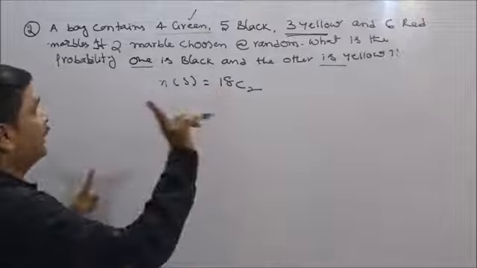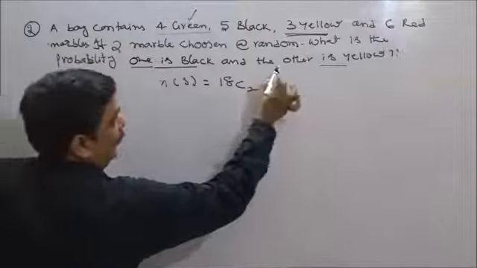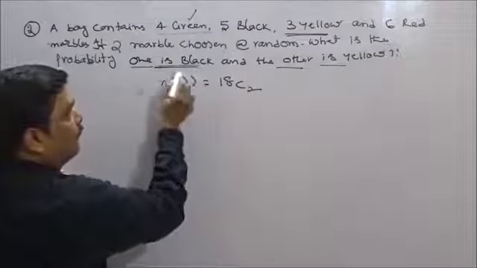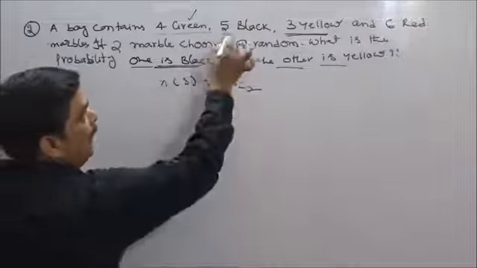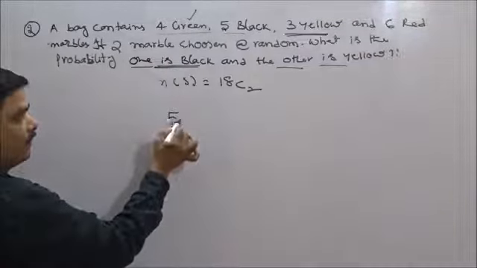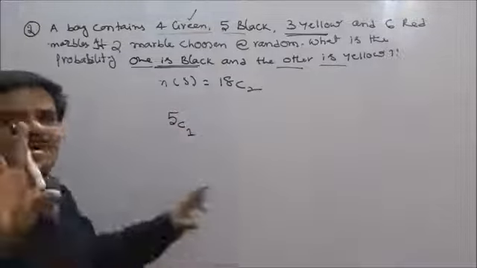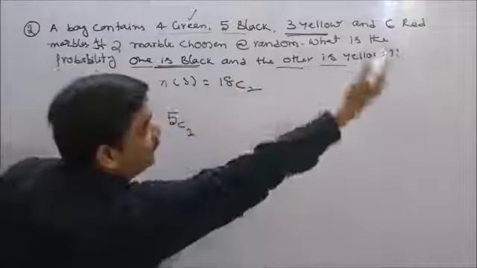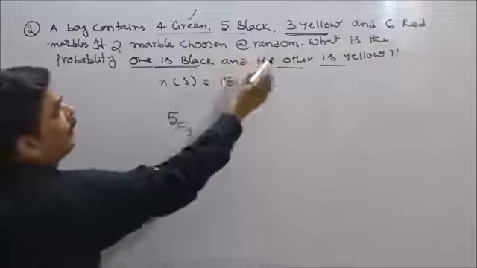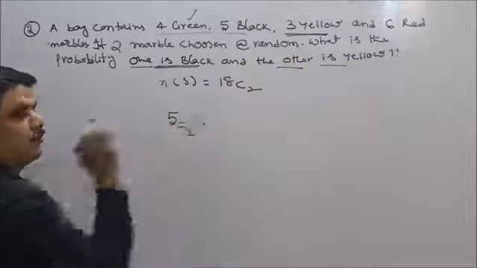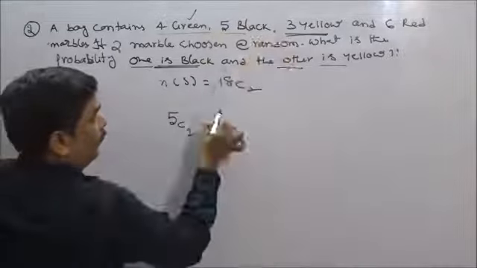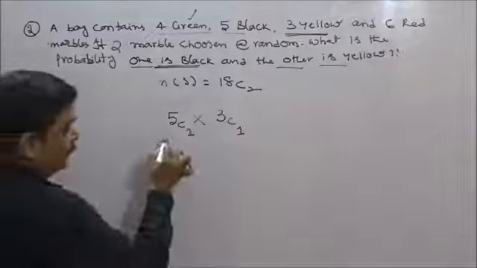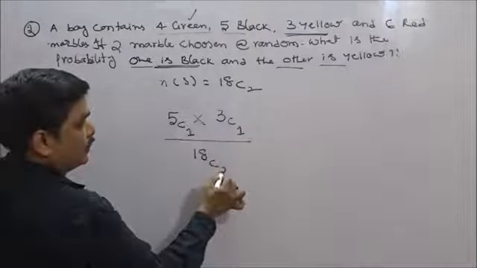18 combination 2. But here, one should be black and the other should be yellow. One is black and one is yellow means choosing black gives the favorable events. How to choose now from black? It should be 5 combination 1, or simply 5. Then after that, the other is yellow. How many yellow are there? 3 are there, and AND means multiplication. So 3 yellow from 3 combination 1, or 3, divided by 18 combination 2.